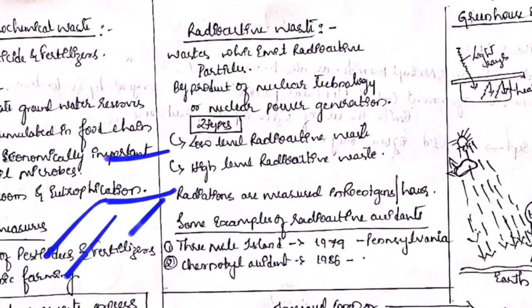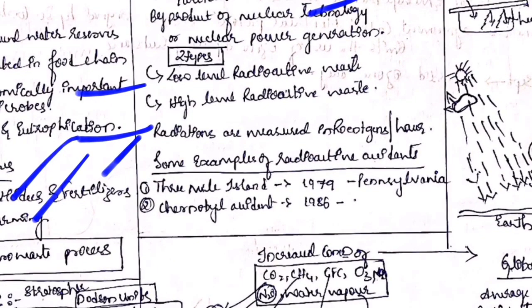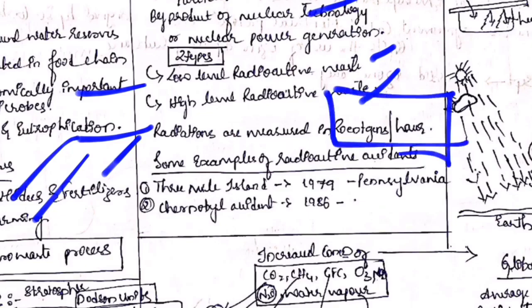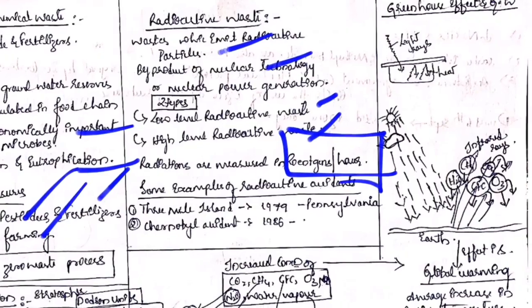Next one is radioactive waste. Waste which emits radioactive particles is known as radioactive waste. Usually it is produced by nuclear technology or nuclear power generation. There are two types of radioactive waste: low level radioactive waste and high level radioactive waste. Radiations are measured in roentgens per hour. This is very important. The radioactive radiations are measured in terms of roentgens per hour. So these are some of the points on radioactive waste.